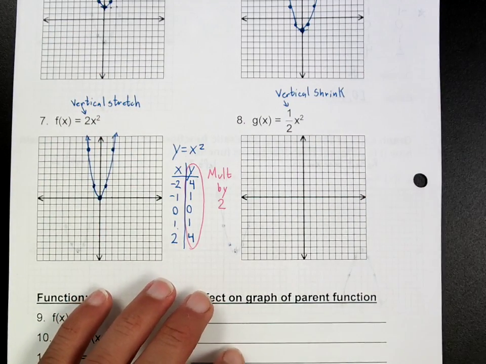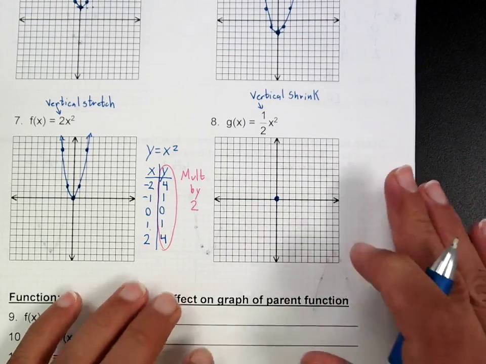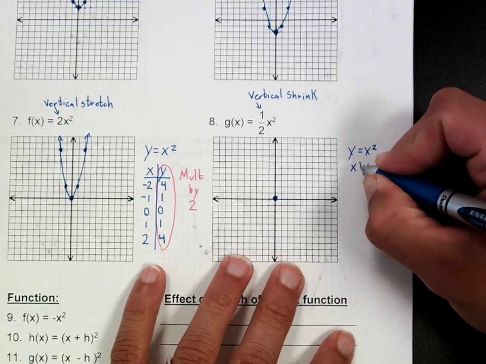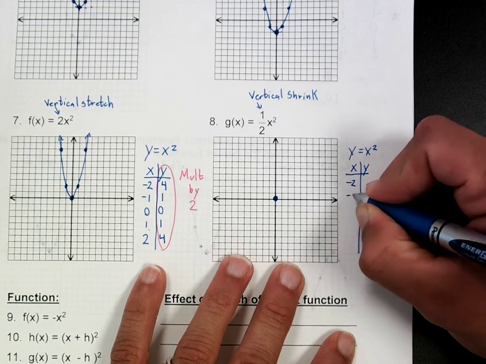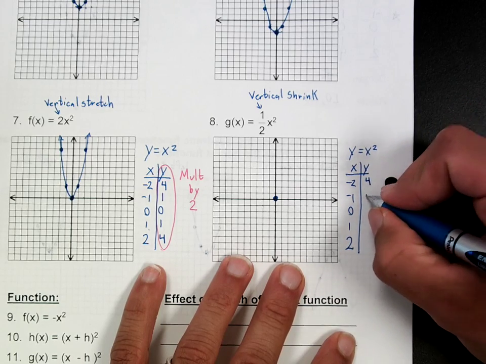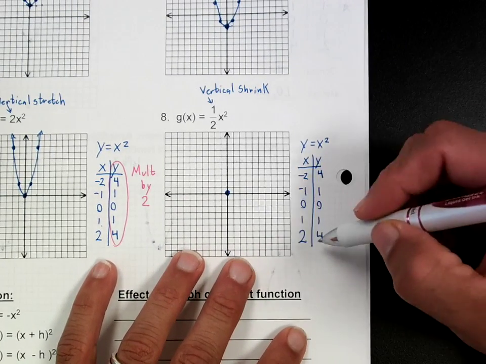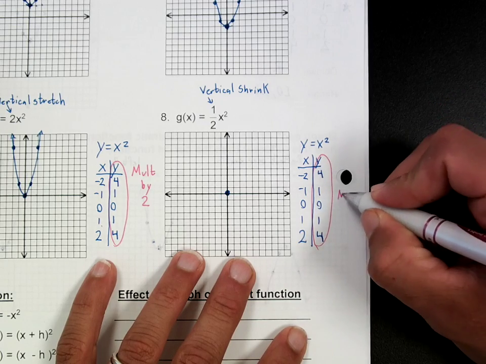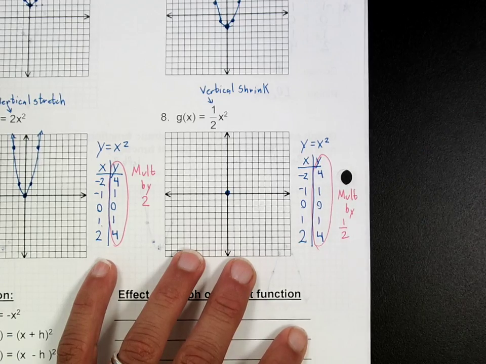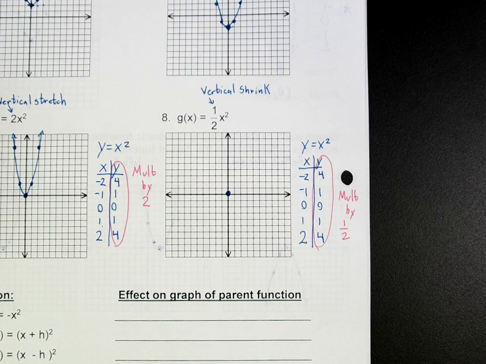All right, so we have the same points right here. And I hate to do this to you, but I'm going to have to redo this. Y is equal to x squared, x and y. Then I have -2, -1, 0, 1, and 2. Then I have 4, 1, 0, 1, 4. So to make this easier, you're going to multiply all these times 1/2. Notice that I always have that 0, 0, because if I multiply 0 times 1/2, that's still going to be 0.